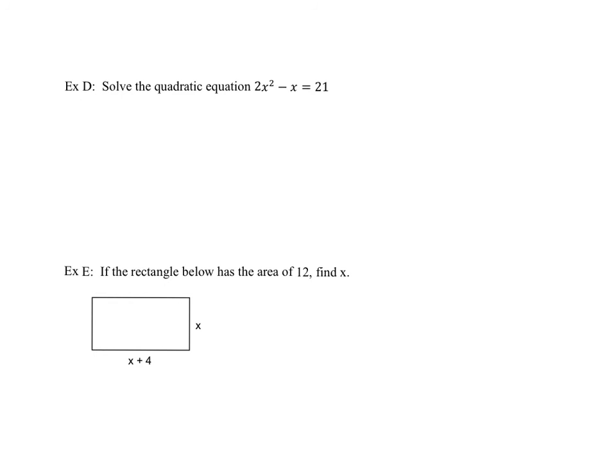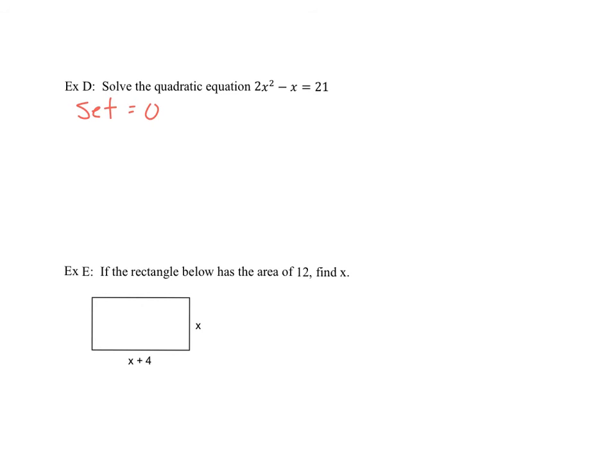Close enough. Okay, so this one, solve the quadratic equation: 2x squared minus x equals 21. So the first thing I notice is it's equal to 21, right? Not everything is just set up as ax squared plus bx plus c, right? It's ordered wrong. So what I have to do is I always have to set it equal to 0 first.